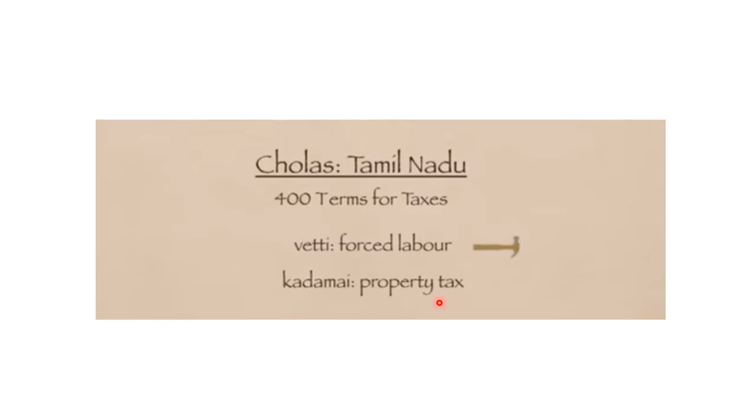One of them was Veti, for forced labor. If anyone had used forced labor, he had to pay a tax which was called Veti. Property tax, if you had a big house, you had to pay tax, which is called Kadamai. Okay, so these were the two. There were many other absurd taxes.